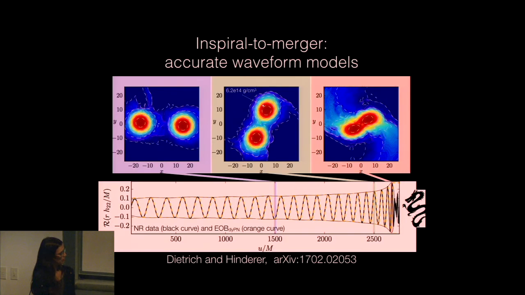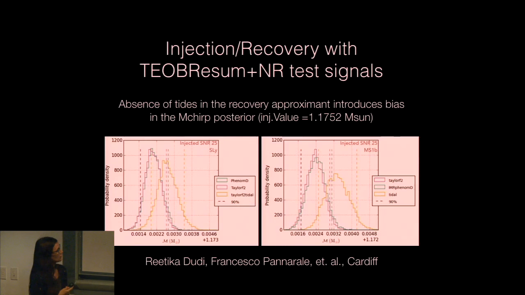So here's an example from 2017 where over the final stages of the stars approaching and merging with each other, we have an orange theoretical model agreeing precisely with the black in our data, at least up to the post-merger where there still are dragons. So now, unfortunately, when GW170817 hit the detectors, this sort of waveform model was not yet implemented for our parameter estimation analysis. But fortunately, some people had been doing some interesting injection recovery studies before August that turned out to be very relevant. So here's one of the first studies from Ritika Dudi, Francesco Pannarale, and others at Cardiff.